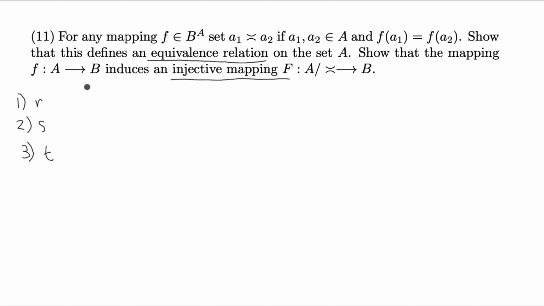For symmetry, if we have A1 equivalent to A2, then we have f of A1 is equal to f of A2, but equality is also an equivalence relation, so it also obeys symmetry. So that means that f of A2 is equal to f of A1. And then this means that A2 is equivalent to A1.